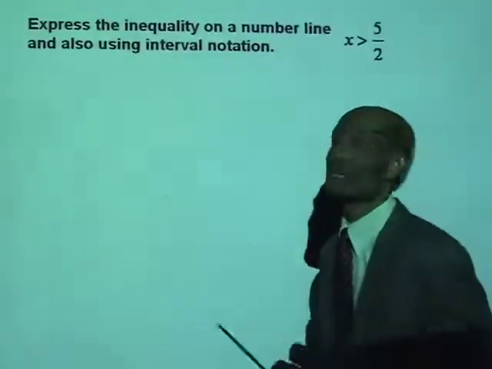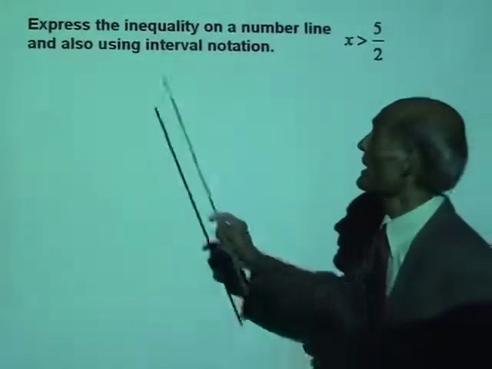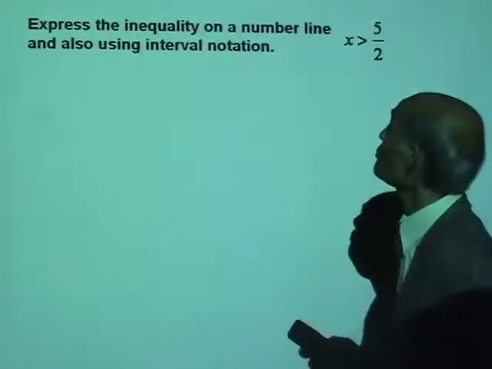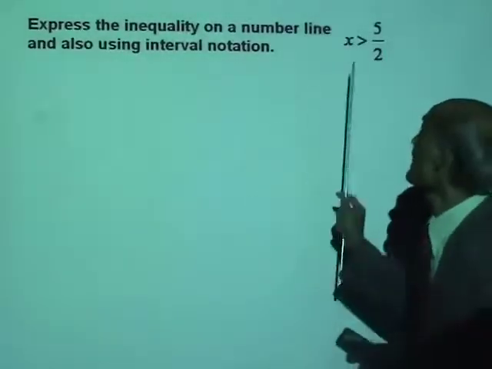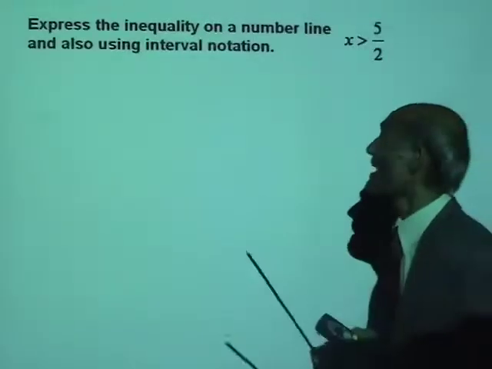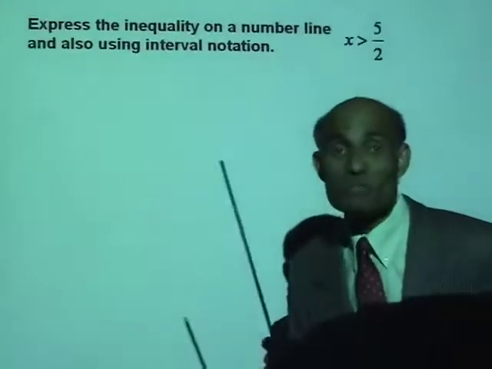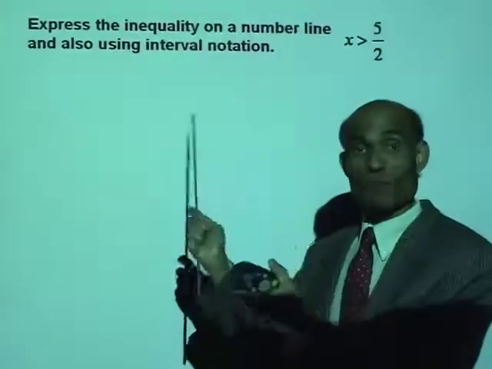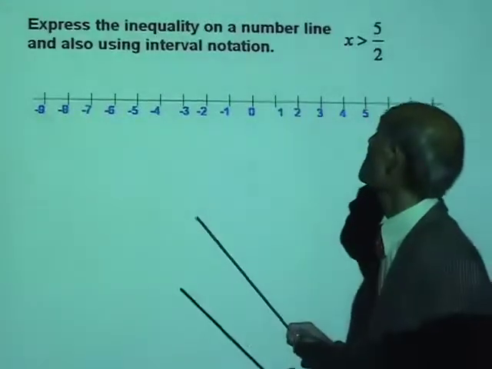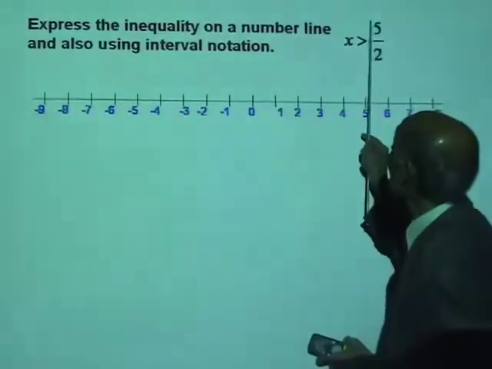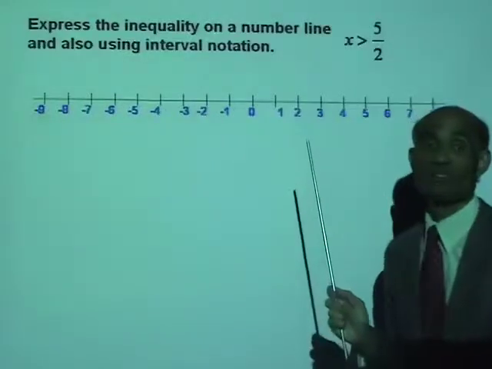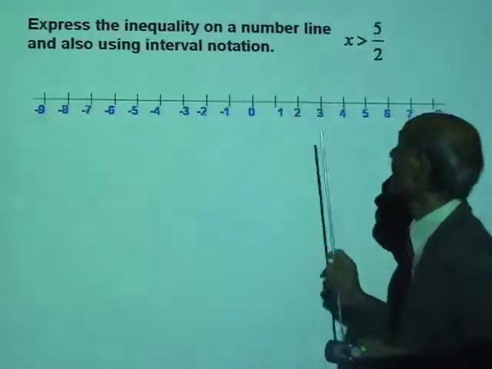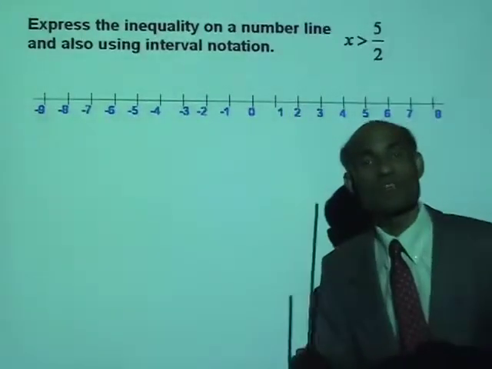Alright, let's practice some examples. Express the inequality on a number line and also using the interval notation. x > 5/2. Can you represent the solution? This is a solution of an inequality. Represent this on a number line. Tell me, where do you locate the number 5/2? 5/2 is 2.5. It's somewhere here. Tell me, are we going to use a parenthesis or a bracket?